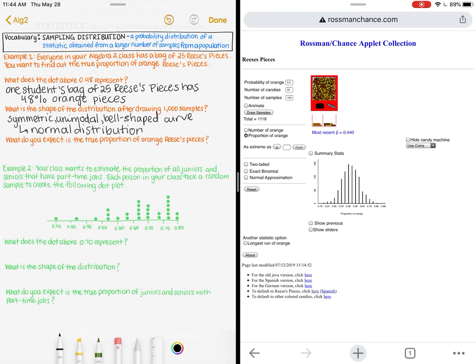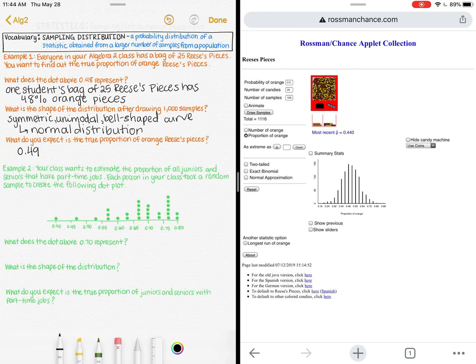Well, I have my normal curve, and I need to look. I know that with a normal curve, I can just look at the center to find the mean. And if I look at the center, it looks to be around 0. Well, you can see that it's somewhere between 0.48 and 0.56. I'm going to estimate it's around 0.49. And it's okay if you were a little bit above or a little bit below, as long as you're clearly at the center of this curve. That's a good estimate for the true proportion of orange Reese's Pieces in a bag.